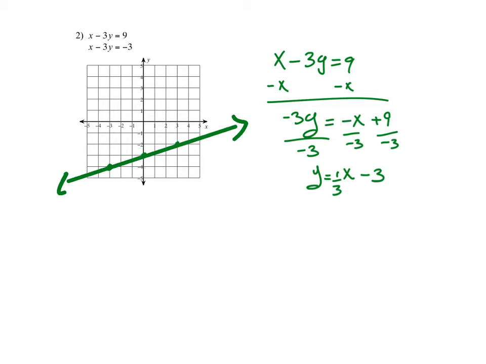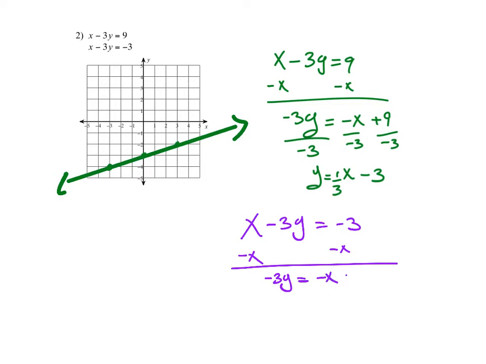Now I'm going to do exactly the same thing with the next one. So x minus 3y equals negative 3. So minus x on both sides. So negative 3y equals negative x minus 3. And now I'm just going to divide by negative 3. So y equals 1/3 x plus 1. I'm going up 1 and 1, 2, and 3 to the right, and I'm going to go down 1 and 1, 2, and 3 to the left. So I'm now going to draw my line right there.